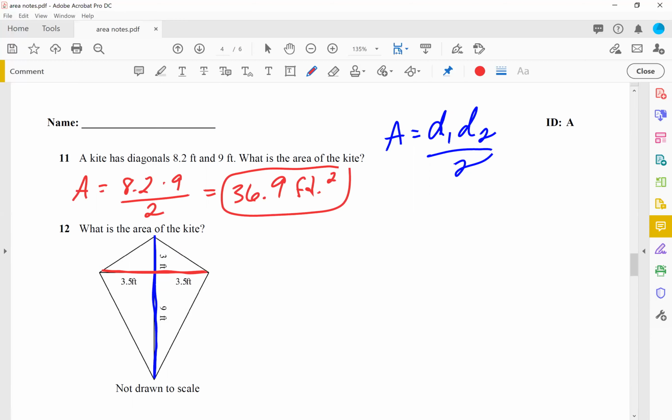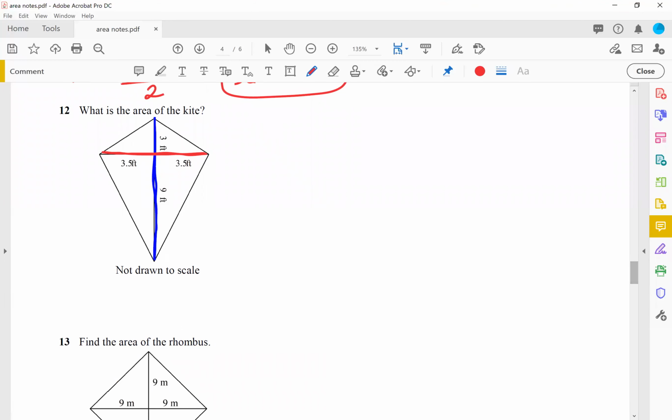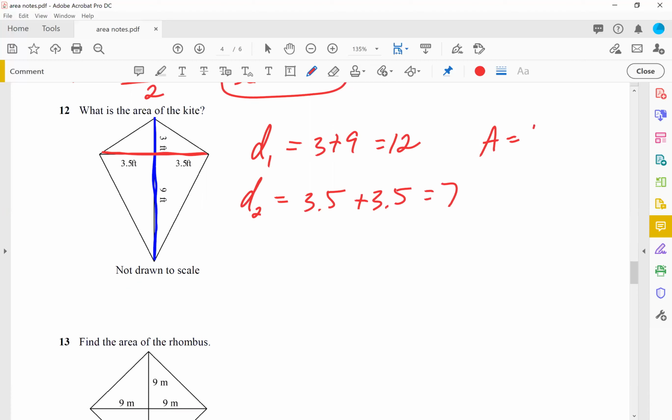Okay, next one here. On this one, the diagonals, they're given to us in pieces. So diagonal 1, I'm going to do the vertical one. It's 3 plus 9, so it's 12. Diagonal 2, the horizontal one, 3.5 plus 3.5, so it's 7. So the area will be 12 times 7, divide by 2. So 12 times 7, that's 84, divided by 2, you will get 42. So it's 42 feet squared.